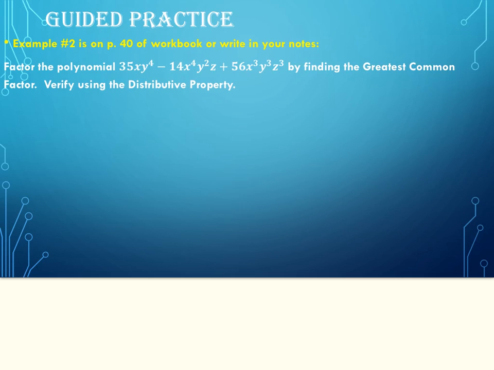Okay. I'd like you to pause now and go through and see what you can find with this one. Remember to first factor into prime numbers, and then circle the ones that are the same, and then take out the greatest common factor. When you come back, we'll do it together.